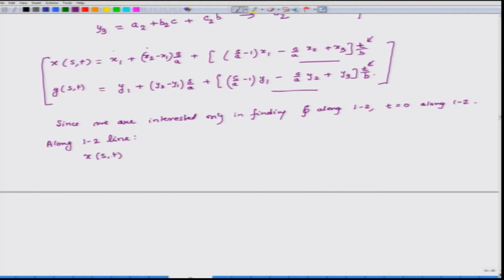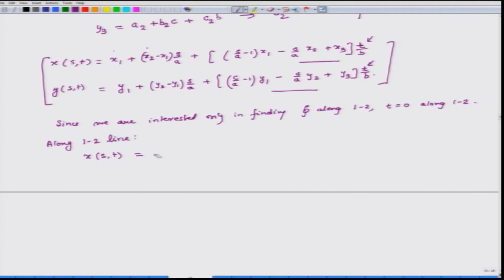So, along 1, 2 line, in a general case, x is a function of s and t, but now because t is 0, x is only a function of s along 1, 2 line, and that is equal to x1 plus x2 minus x1 times S by A, and y, which in general case is a function of S and t, is now along 1 2 line, it only depends on S. So, y is only a function of S, and that is equal to y1 plus y2 minus y1 times S by A.